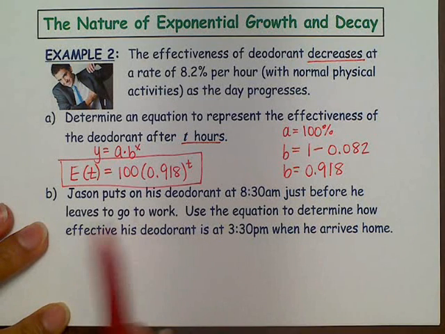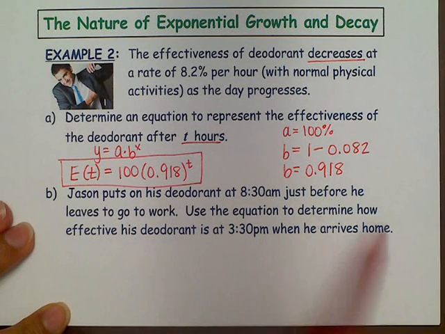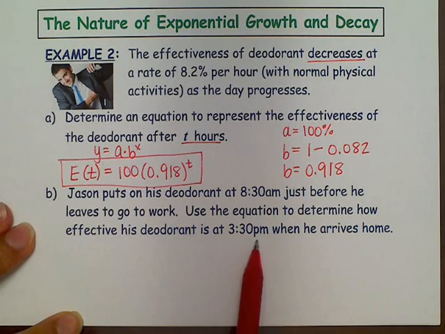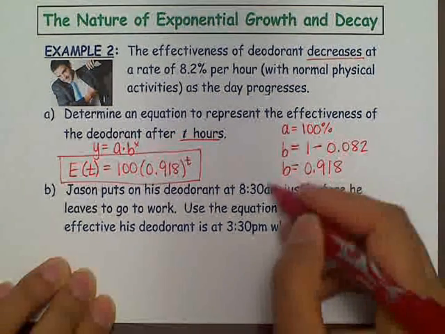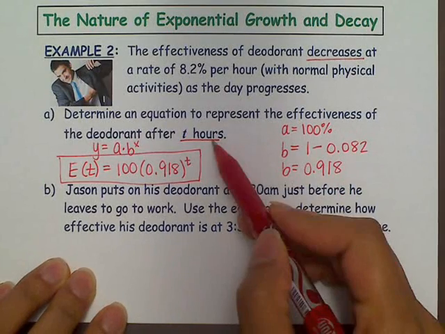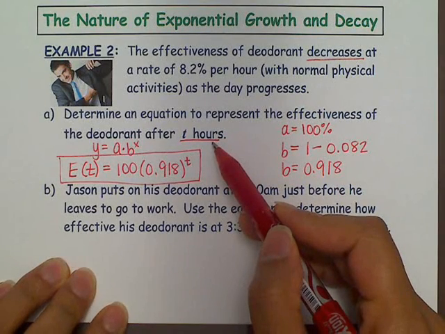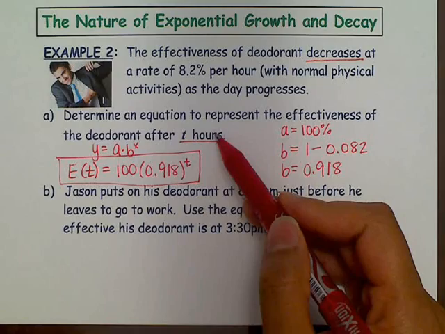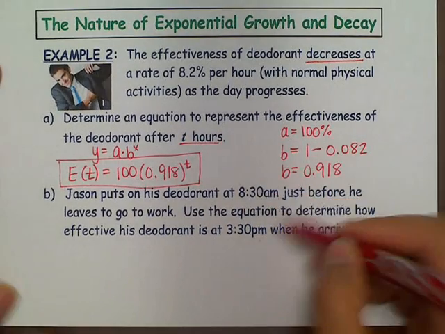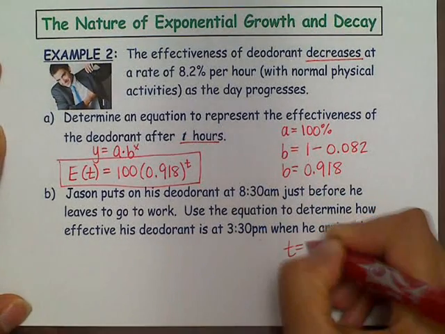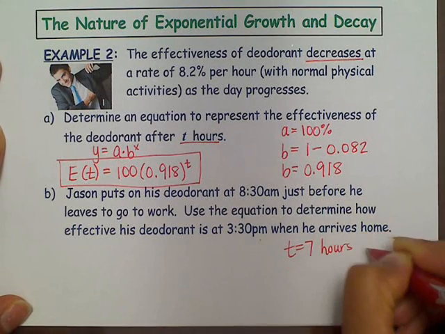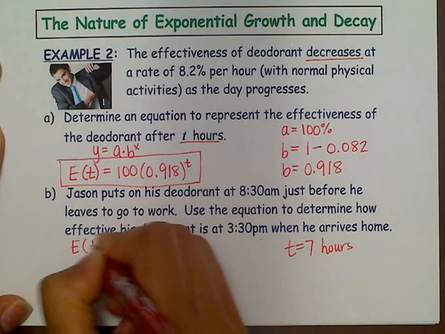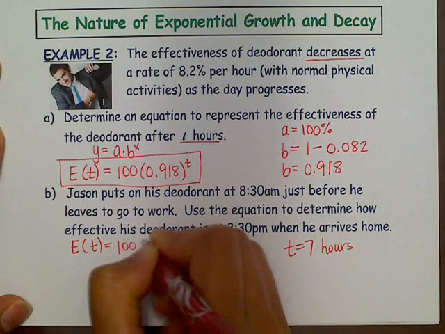And then it says Jason puts on his deodorant. I guess that's Jason in the picture there. At 8:30 a.m. just before he leaves to go to work. Use the equation to determine how effective his deodorant is at 3:30 p.m. when he arrives home. So first we need to figure out how much time that is. Because our time is in hours in our equation, we need to figure out how many hours this has been. And so from 8:30 to 3:30, that's 7 hours. So that now we know that t is equal to 7 hours.